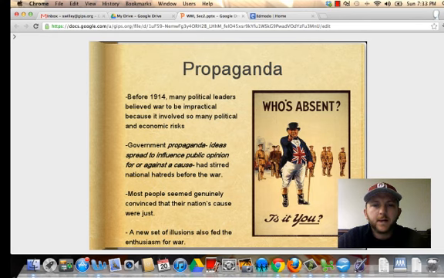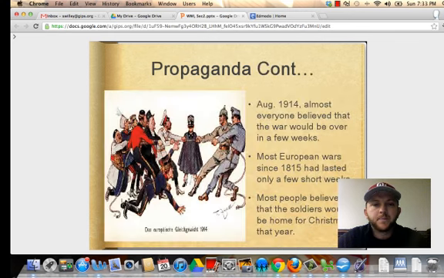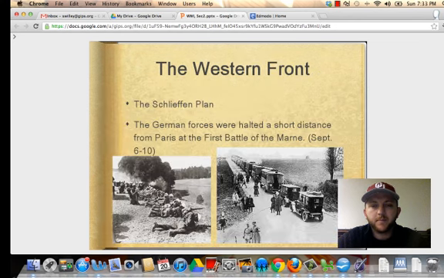We talked about propaganda and how that's going to influence hatreds before the war actually starts and as it's going on. So propaganda is basically trying to influence public opinion. Basically, everyone thought that the war was going to be over in just a few weeks, but because of trench warfare, it's going to take much longer.